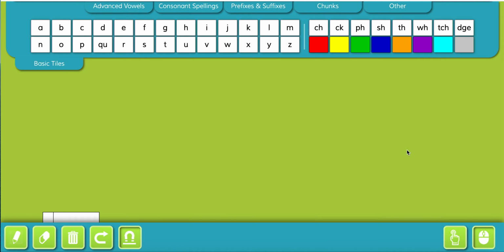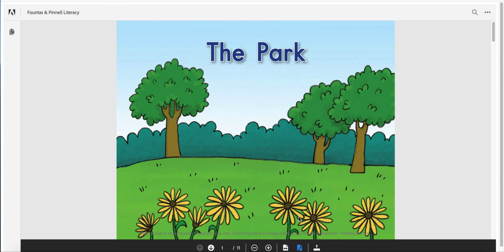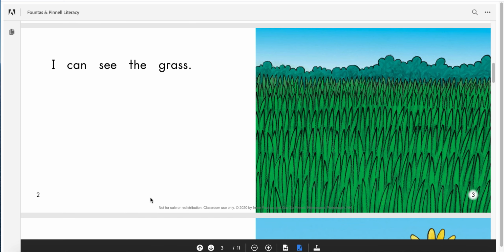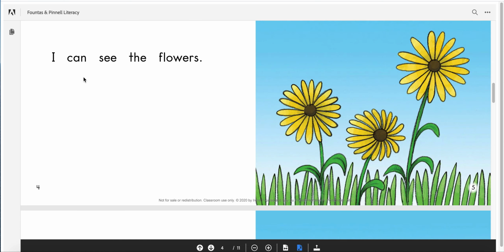Okay, so let's go ahead. I'm going to show you the book that we read last time. Remember, it was called The Park, and it was all about things that you can see at the park. So this one is, I can see the grass. Let's see another one. I can see the flowers. Do you remember what else that they can see at the park?